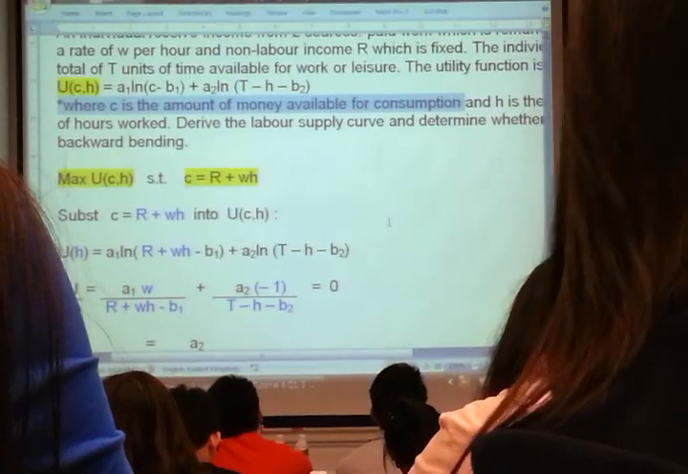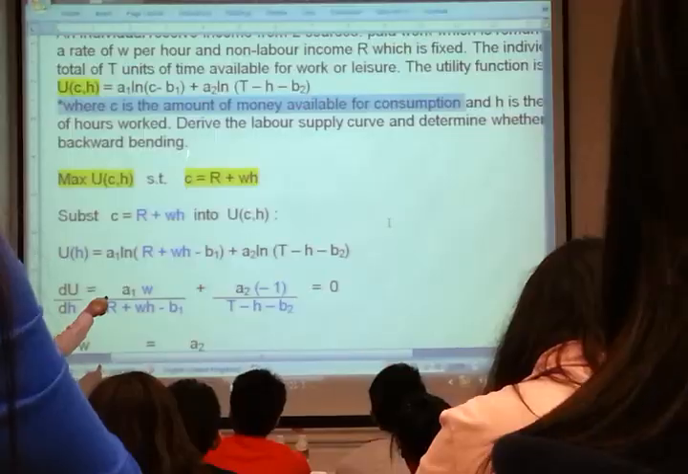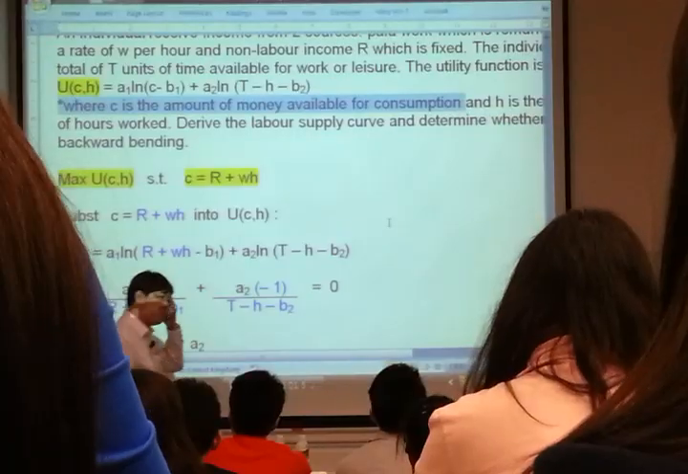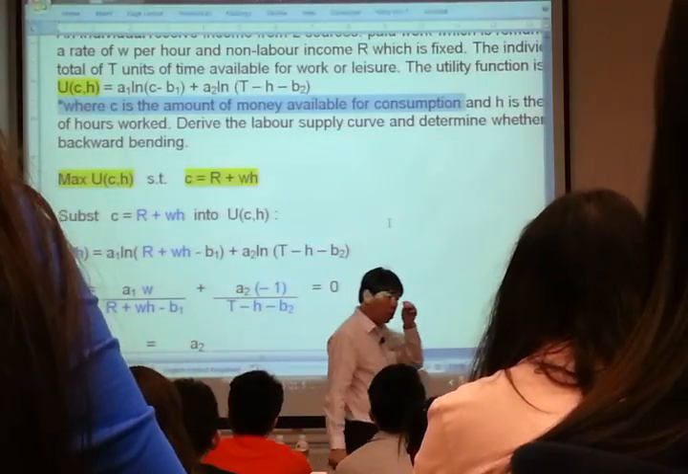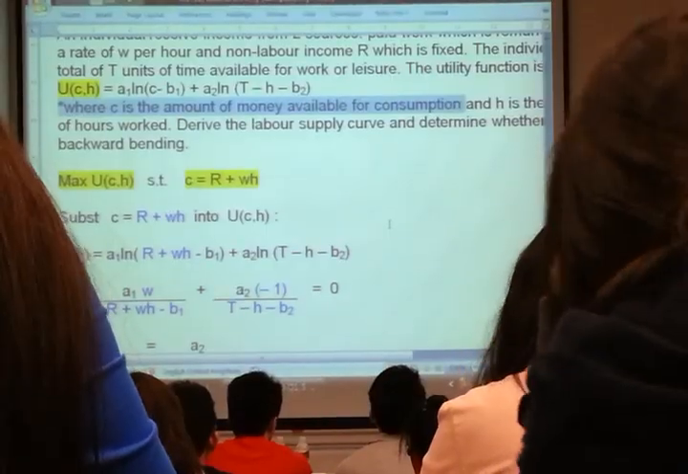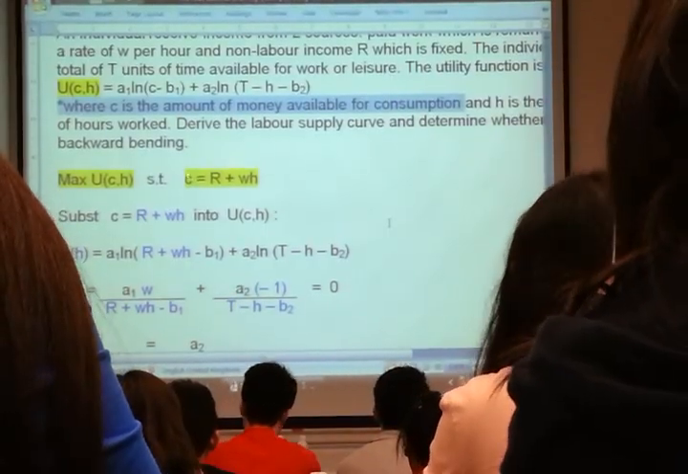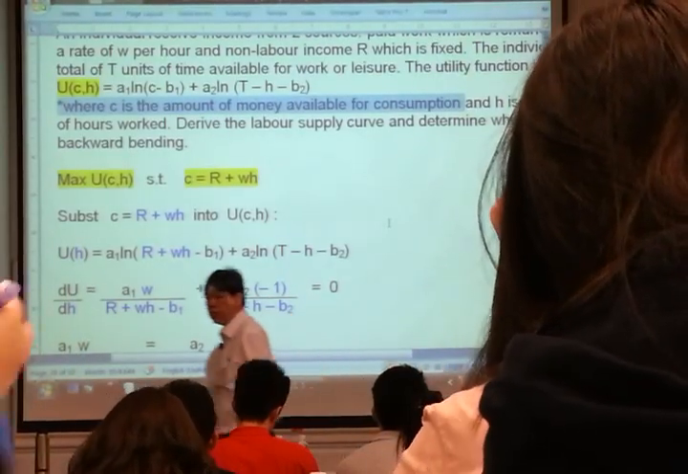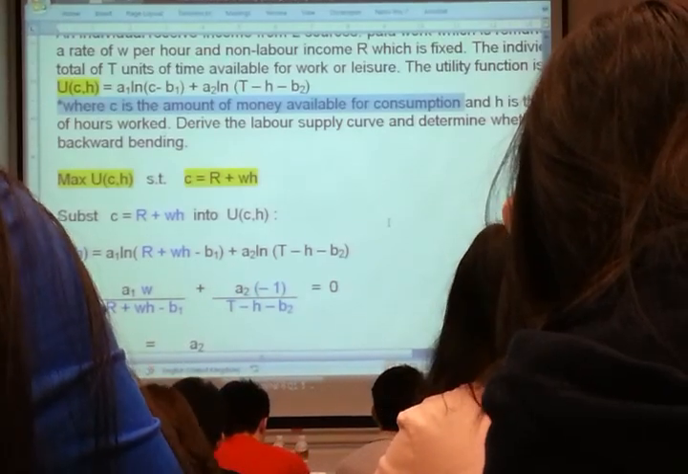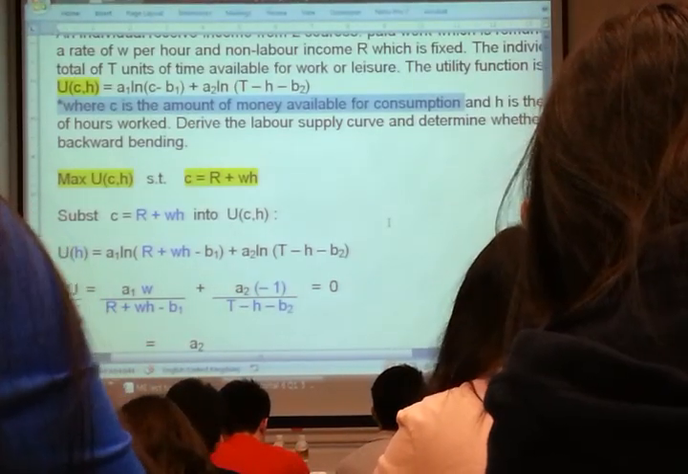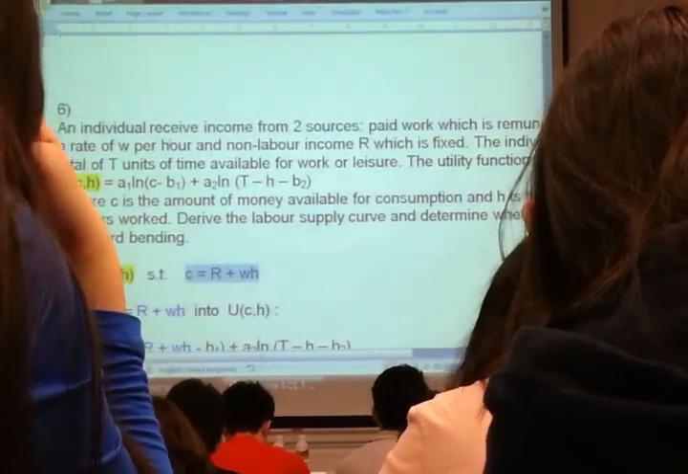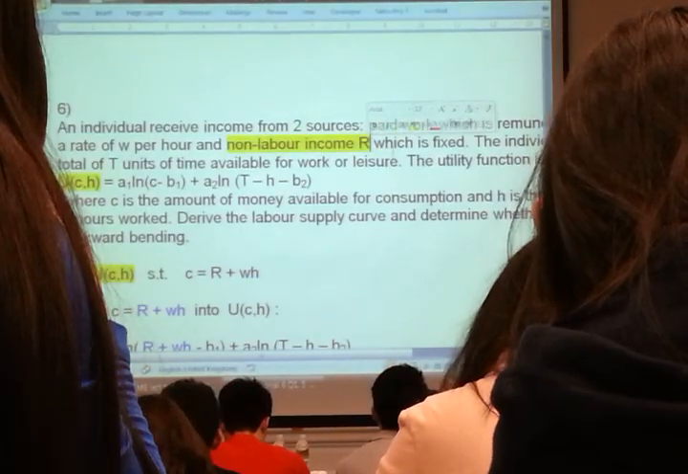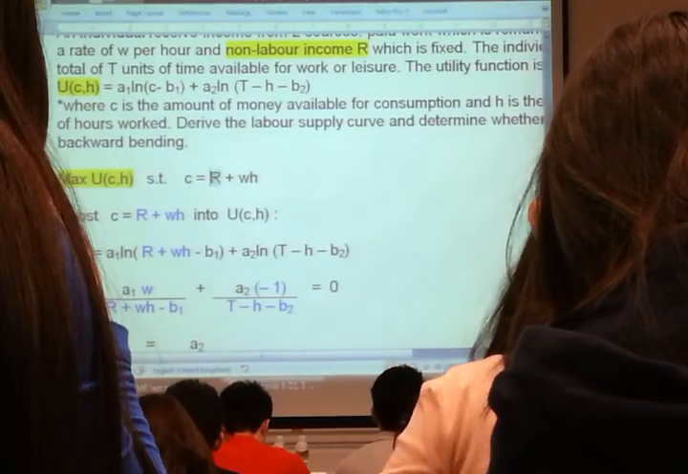Therefore, total spending on C is this, right? I said before that the budget line shows the maximum quantity of two things you can buy, right? So therefore, on the budget line, this total spending on C must be equal to what? Total income. In this question, what's the total income? Non-labor income. Okay, so it's not called M, now we call it R.